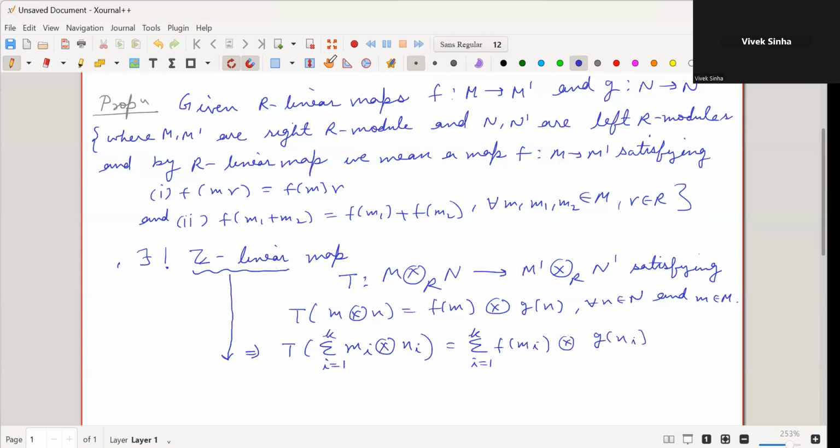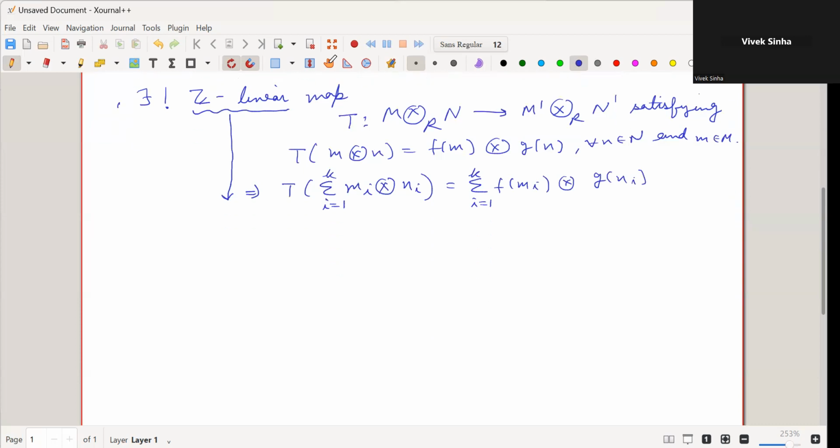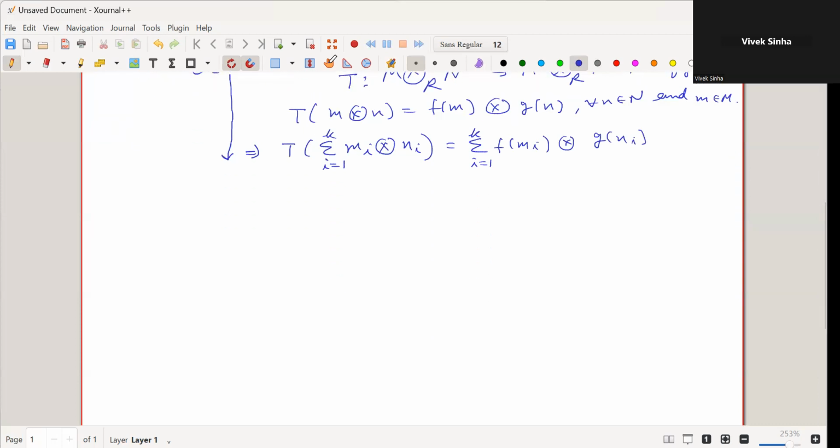Now we come to the categorical part of this topic. So let C be a category with objects being the pairs.